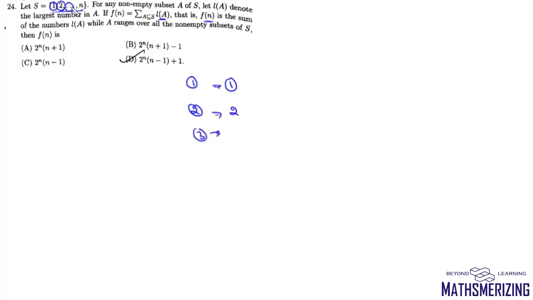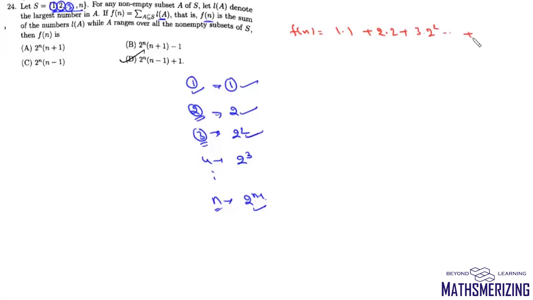Then for 3, we will have 3 as the largest number, and then for each of 1 and 2, we'll have 2 choices each. So it'll be 2 square. For 4, it'll be 2 cube, and then for n, it'll be 2 to the power of n minus 1. So we'll have one set whose largest element is 1. We'll have 2 sets whose largest element is 2. We'll have 2 square subsets whose largest element is 3, and we'll have 2 to the power n minus 1 subsets whose largest element is n. Now we'll find Fn. Fn will be 1 into 1 plus 2 into 2 plus 3 into 2 square up to n into 2 to the power of n minus 1.